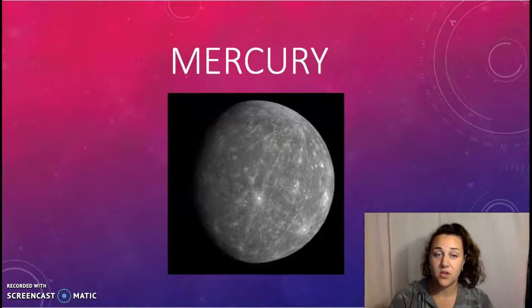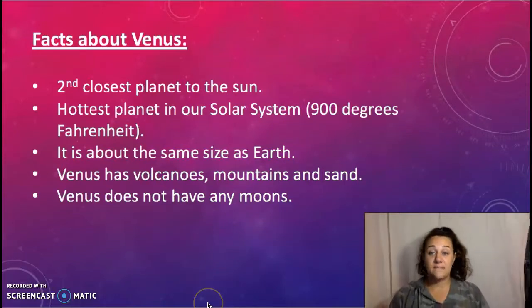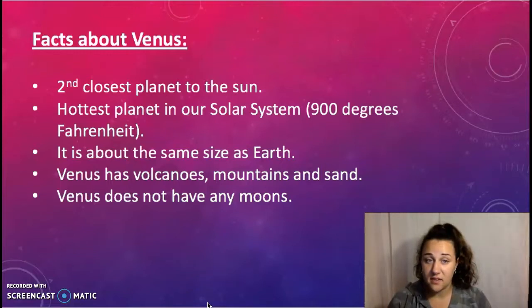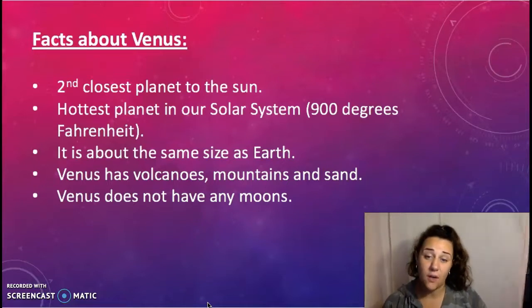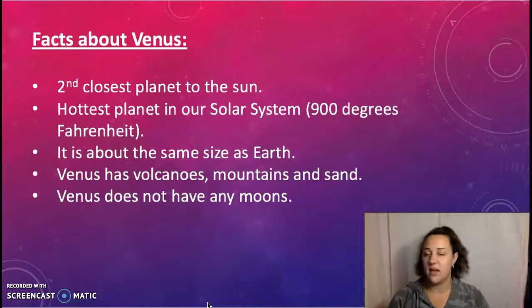Now let's go to Venus. This is Venus. Facts about Venus. Second closest planet to the sun. It is the hottest planet in our solar system. It is about the same size as our planet Earth. Venus has volcanoes, mountains, and sand on it. And Venus also does not have any moons.